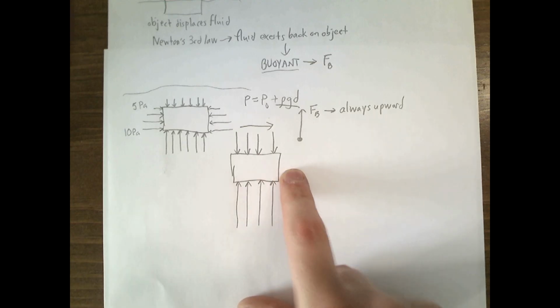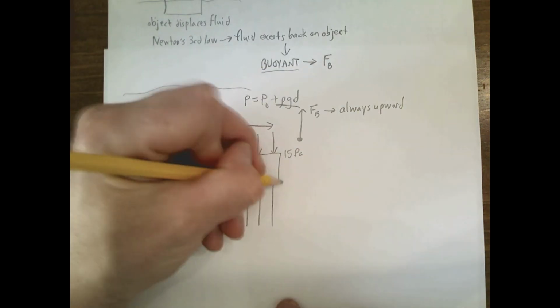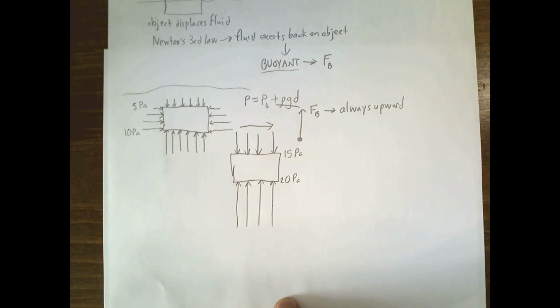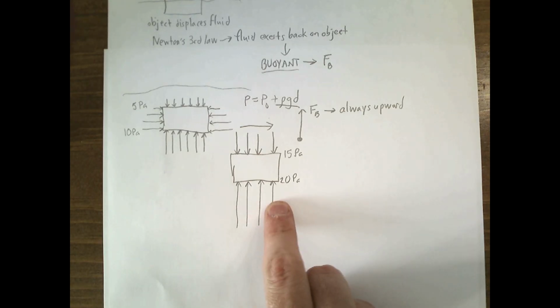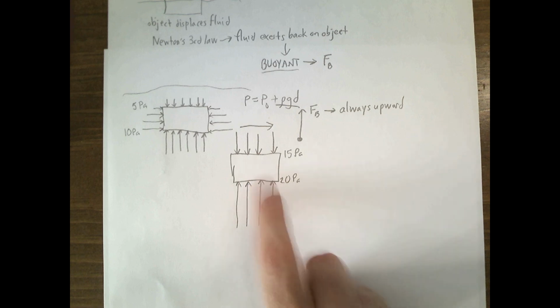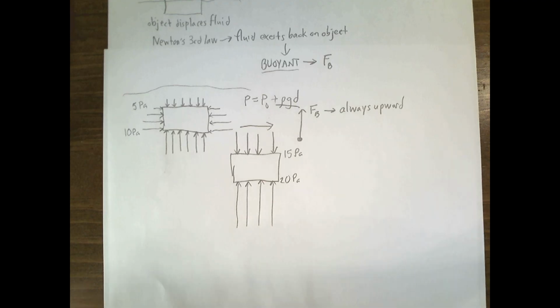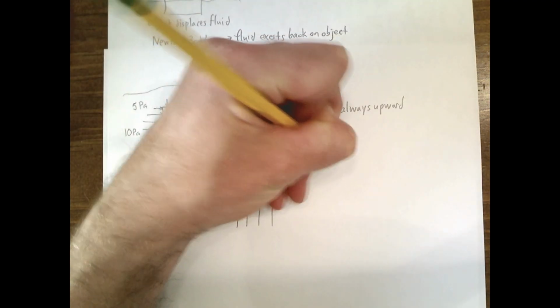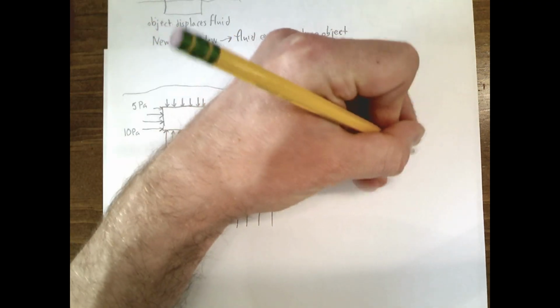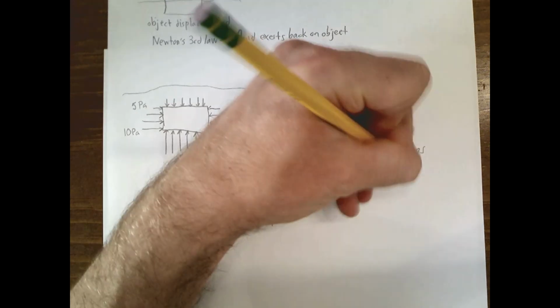The same object, we push it down deeper. So maybe the top here is 15 pascals, but since pressure is increasing linearly, the bottom's only 20 pascals of pressure. So when we're comparing these vectors, the vectors on top are bigger as well, and they're bigger by the same proportion. So we're still going to get a pressure difference of 5 and a pressure difference of 5, so the buoyant force is constant with depth, as long as the object is completely submerged. It has its buoyant force independent of depth.